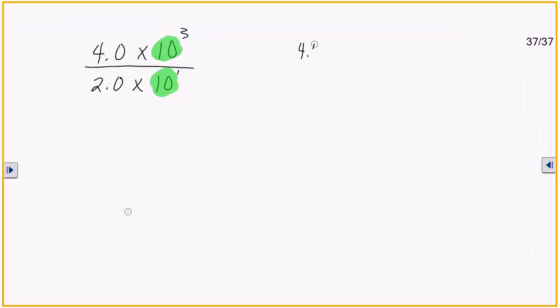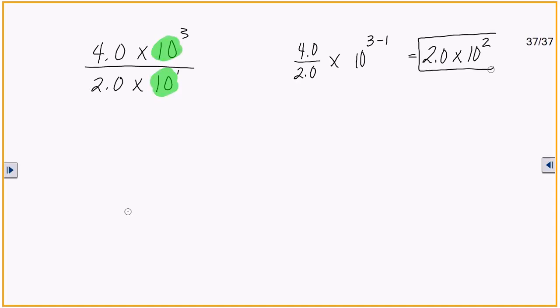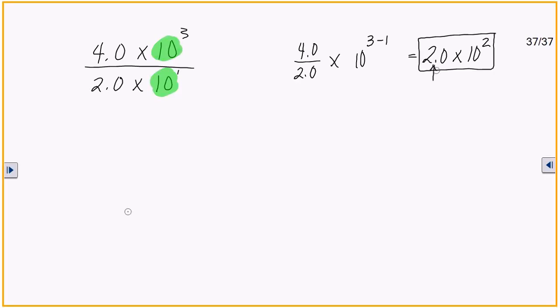The quotient rule says 4.0 divided by 2.0 times 10 to the 3 minus 1. 10 to the 3 minus 1, basically, you're going to have the second power. So that's 2.0 times 10 to the second power. Notice that our decimal is to the right of the first number greater than 1. So therefore, we're done. So let's do another one.